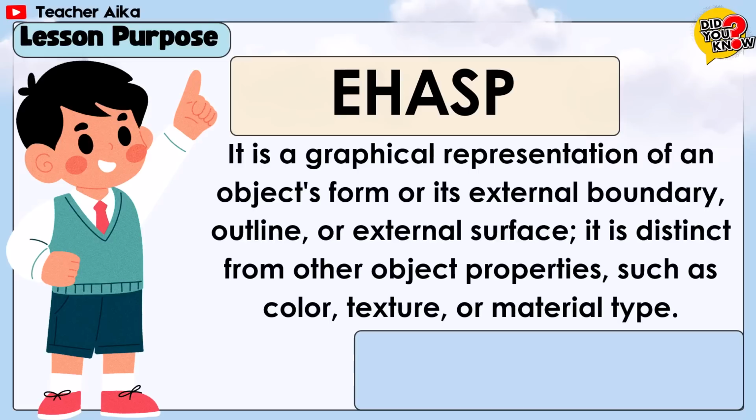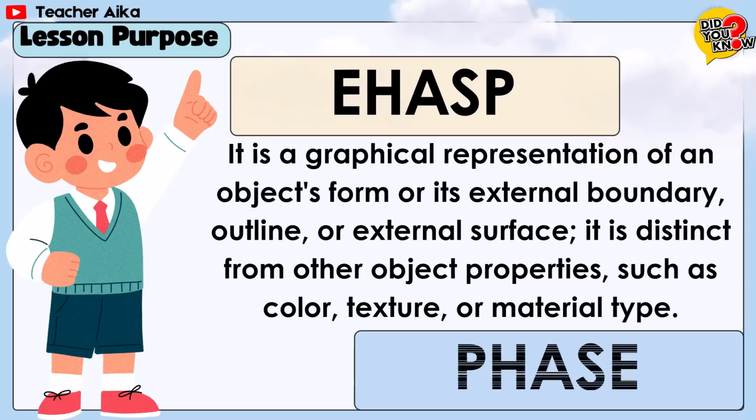Second jumbled word. It is a graphical representation of an object's form or its external boundary, outline, or external surface. It is distinct from other object properties such as color, texture, or material type. The answer is face. Face.